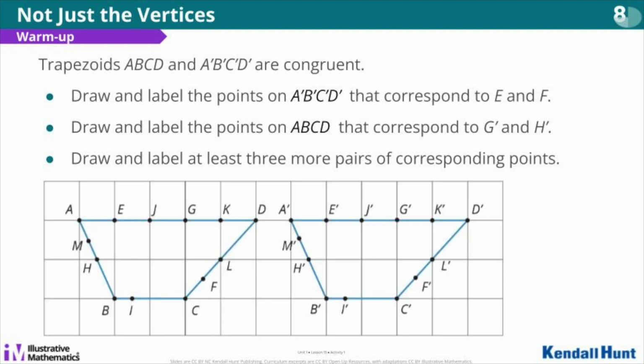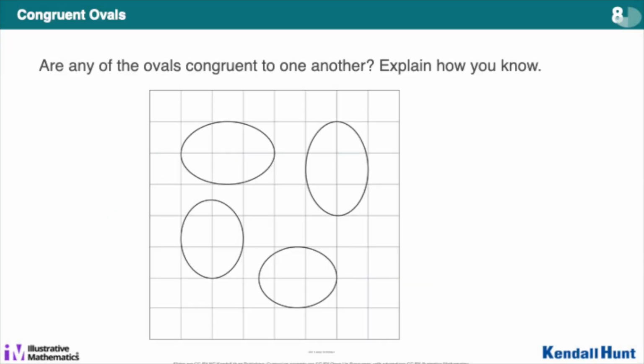You may have used the grid and the corresponding vertices to keep track of distances and then placed corresponding points in the right place. You may have used your tracing paper and rigid motions to take one polygon to the other. Take a look at these ovals. In your groups, come up with one mathematical question you could ask about these ovals. Are any of these ovals congruent to one another?